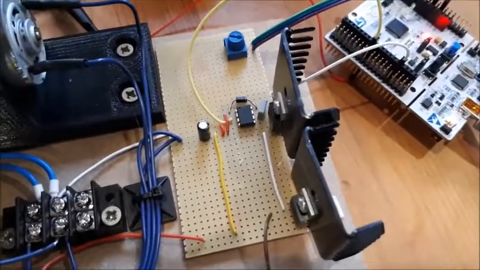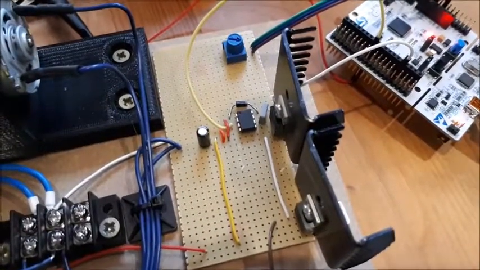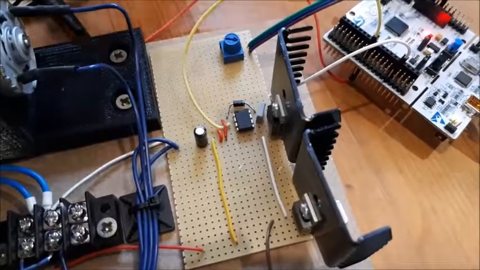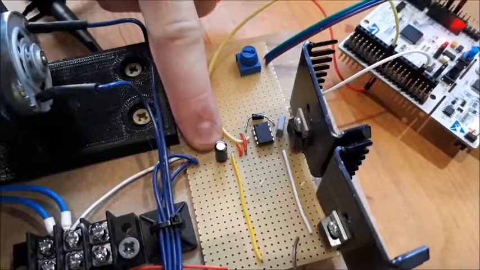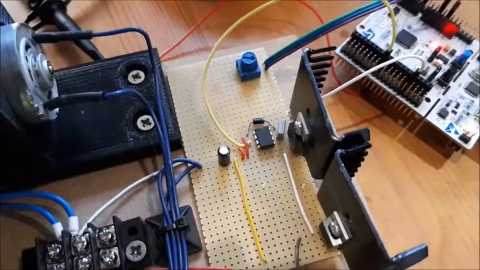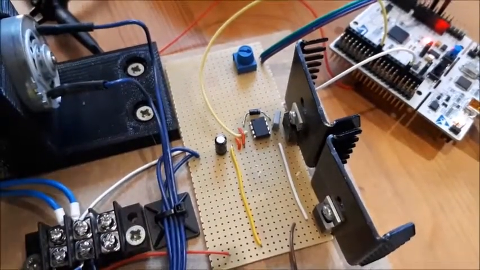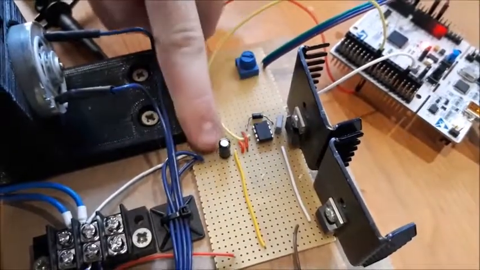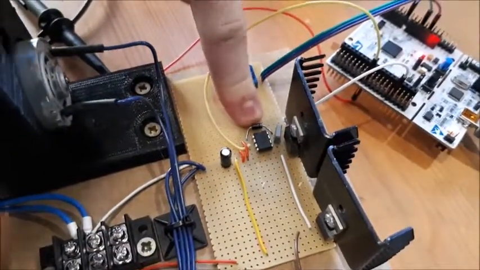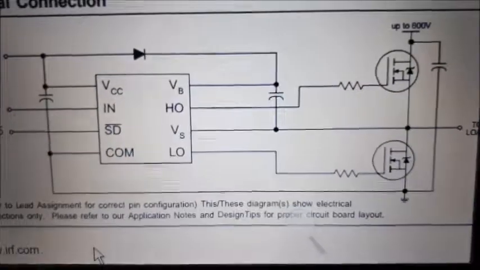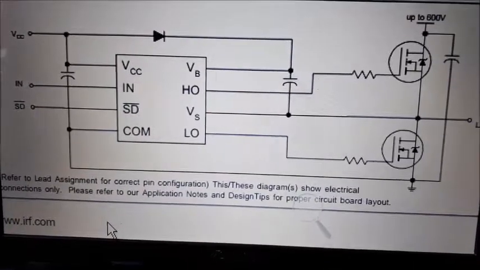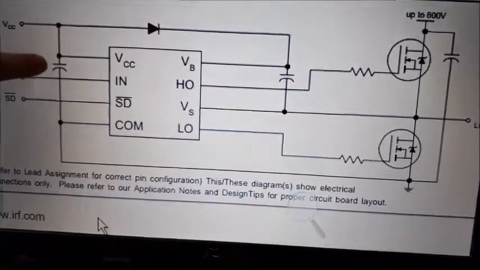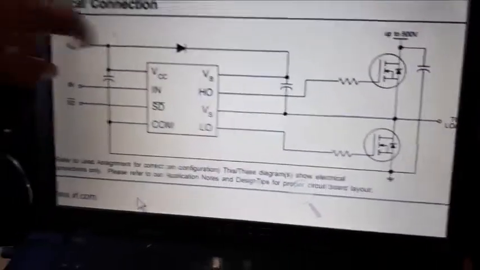So here we have the MOSFET driver. We are using an IR2104. We have some additional components required to drive the driver. These are classed as bootstrapped devices. There are 2 capacitors and a diode. If you look at the datasheet, you can see that there is an example circuit diagram, the 2 capacitors and the diode.